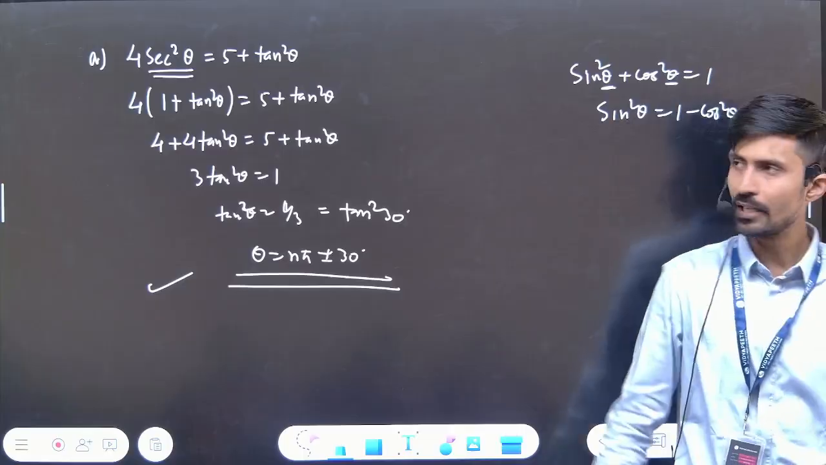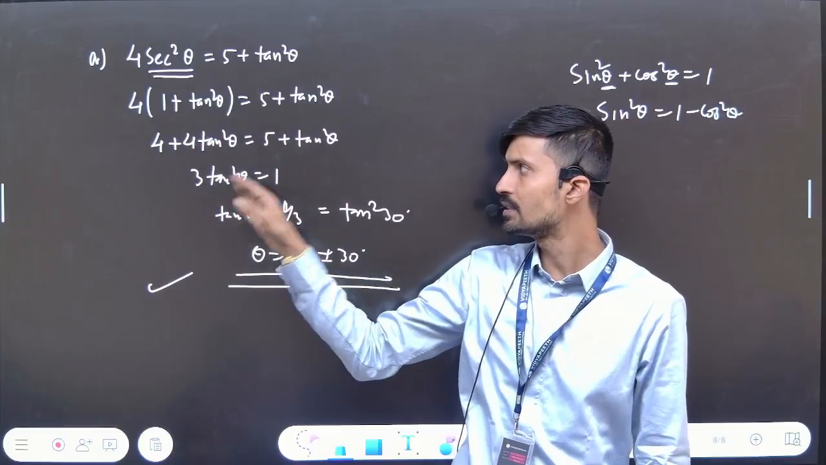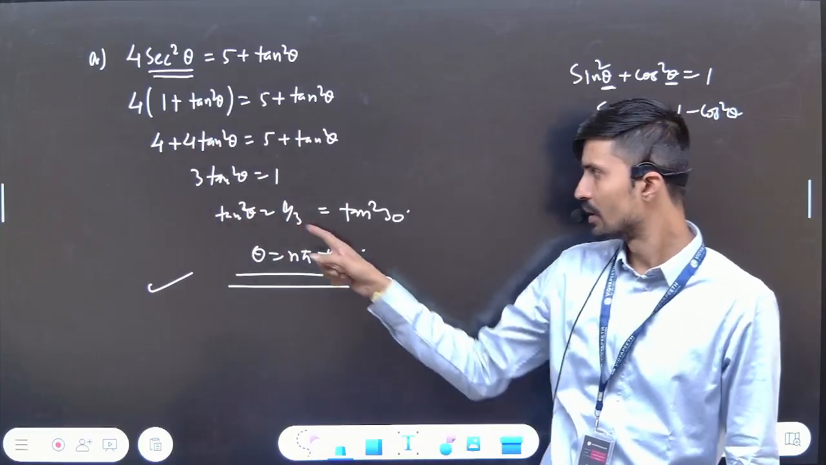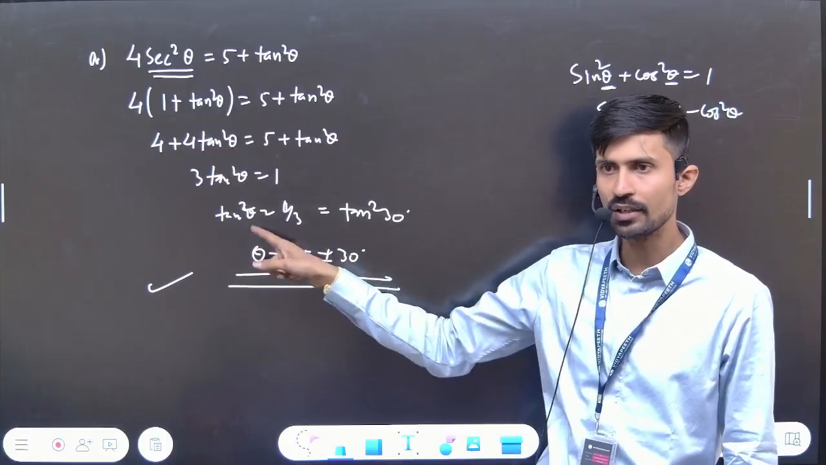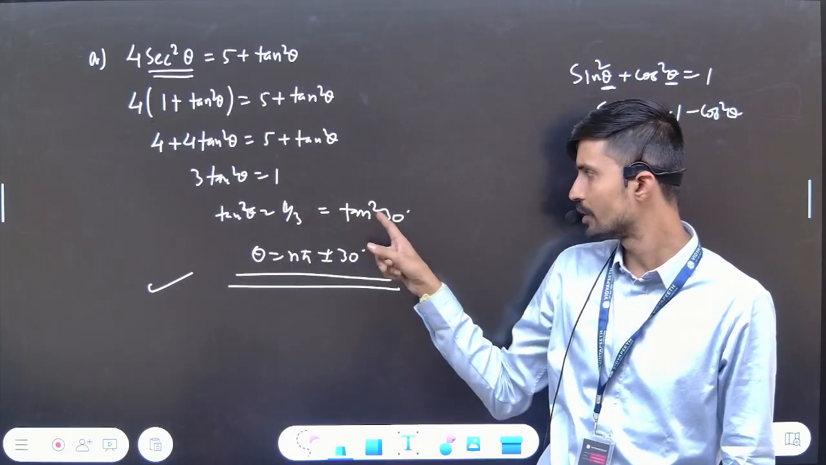So sec square theta, I will write 1 plus tan square theta. 1 plus tan square theta into 4, that will become this. Tan square theta will be 1 by 3. So here a square is there, so we can think of this as a square: 1 by root 3 square. 1 by root 3 is tan 30, square.